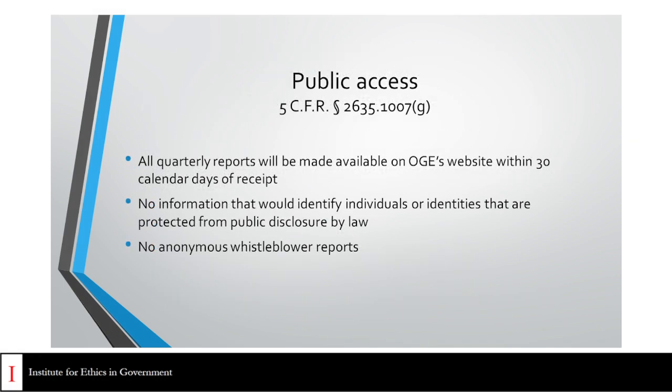All quarterly reports, not just those reviewed by OGE, will be made available by OGE to the public on its website within 30 calendar days of receipt. The reports will be sortable by employee beneficiary's name, agency, and position, as well as the type of document and document date. Any reports that are made available will not include information that would identify individuals whose names or identities are otherwise protected from public disclosure by law. Reports filed by anonymous whistleblowers also will not be made available to the public. Next slide, please.